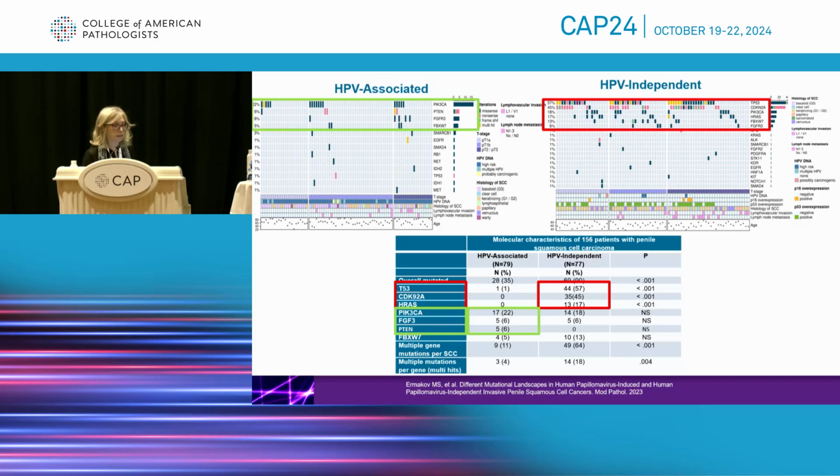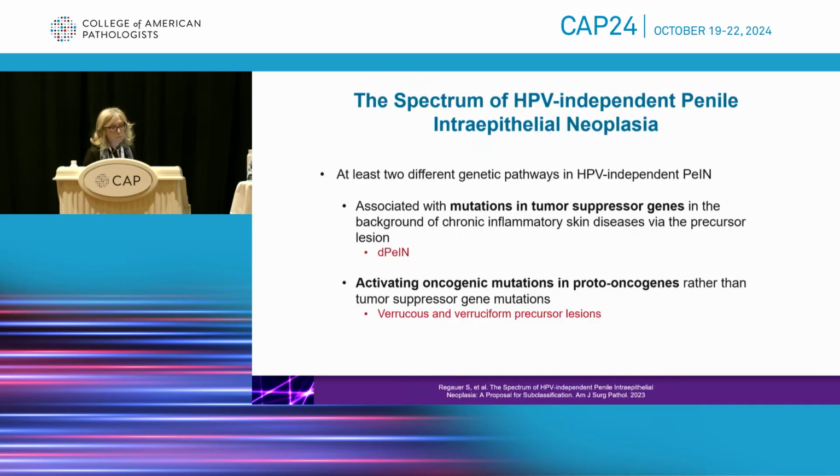And this makes sense if you think that tumors that are HPV independent definitely do worse than tumors that are HPV associated. So a more recent paper from a group in Austria has suggested that there could be at least 2 different genetic pathways in HPV-independent PIN. And I will explain this in the next slides. One pathway is associated with mutation in tumor suppressor genes, and these have a background of chronic inflammatory skin disease in the precursor lesion, and this is the classic DPIN.